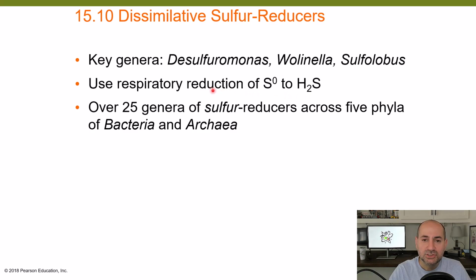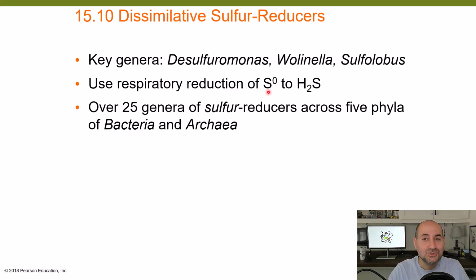Reduction means that they give their electrons to sulfur. Sulfur is the terminal electron acceptor. Sulfur picks up the electrons at the end of the electron transport chain. So sulfur reducers breathe sulfur. They use sulfur as a terminal electron acceptor at the end of the electron transport chain.